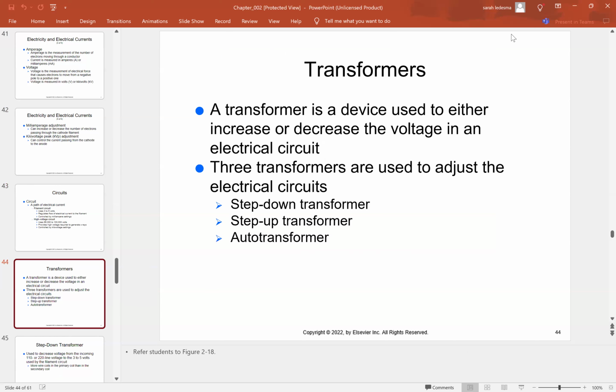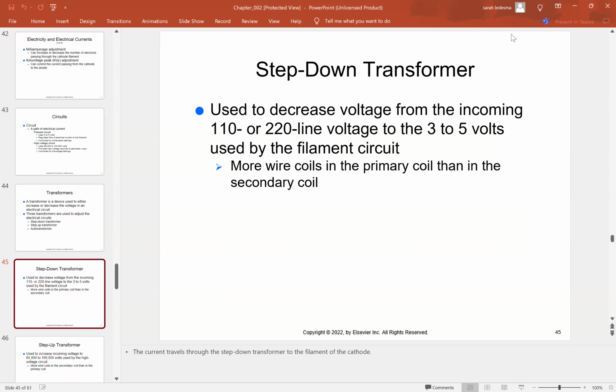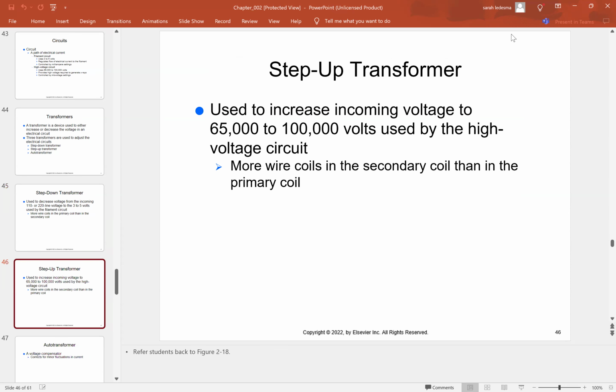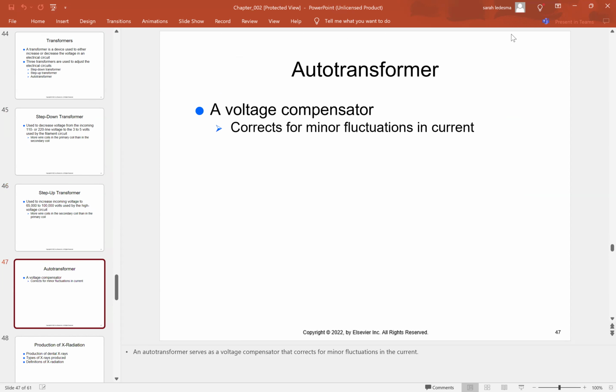A transformer is a device used to either increase or decrease the voltage in an electrical circuit. 3 transformers are used to adjust the electrical circuits: a step-down, step-up, and an auto transformer. The step-down transformer is used to decrease the voltage from the incoming 110 or 220 line voltage to the 3 to 5 volts used by the filament circuit. The step-up transformer is used to increase the incoming voltage used by the high voltage circuit. And the auto transformer is a voltage compensator and corrects the minor fluctuations in the current.